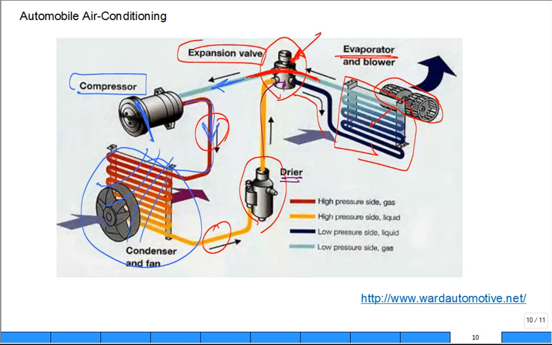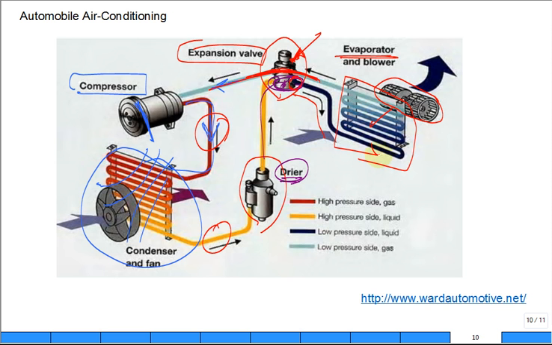Cars have gotten so much better. But what happens is it freezes right there. It'll build up because you have moisture in there. And so the dryer part is to get the moisture out because you don't want it to go and then ice right in your critical passageway and block it. Okay? So that's where you'll ice up in this passage right here. And then it goes back out.